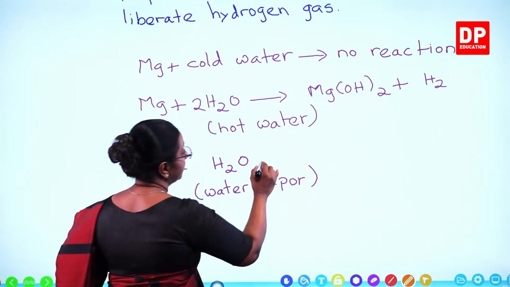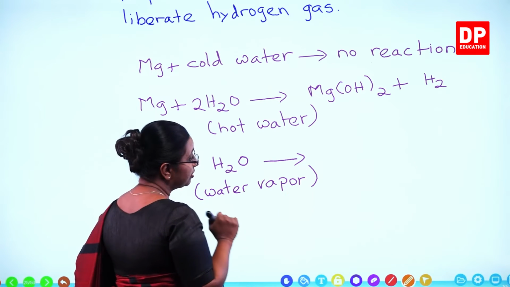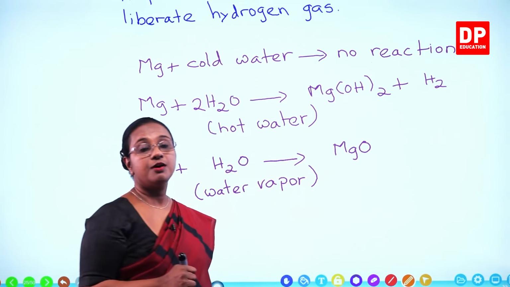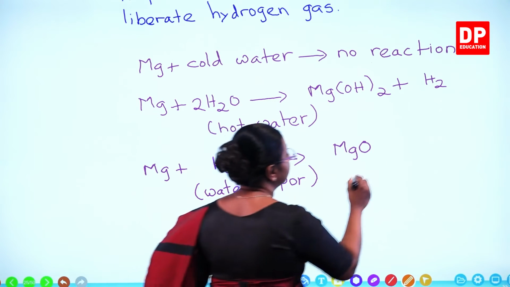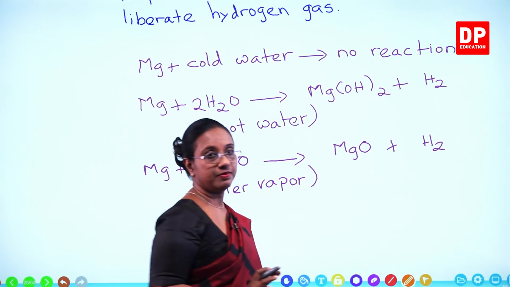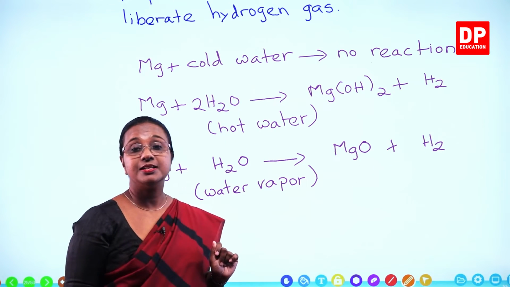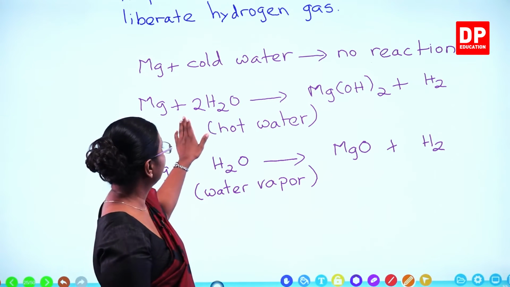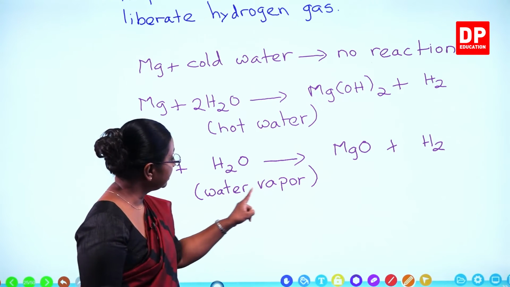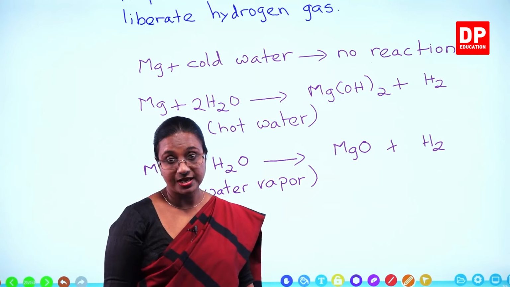So there the product is different. Instead of magnesium hydroxide, only magnesium oxide is formed. But H2 gas is liberated, same as the previous one. Hot water and steam, in both reactions, hydrogen gas is liberated, but when it is hot water, magnesium hydroxide is formed. When it is water vapor, then it is magnesium oxide.